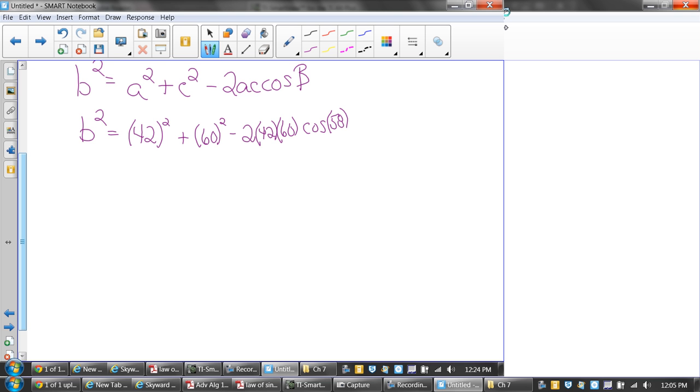Okay, so this is just a product, right? So if we put those in the calculator, what do we get? 42 squared plus 60 squared is 5,364. Now this one, remember, it's negative 2 times 42 times 60, times something like cosine of 54.